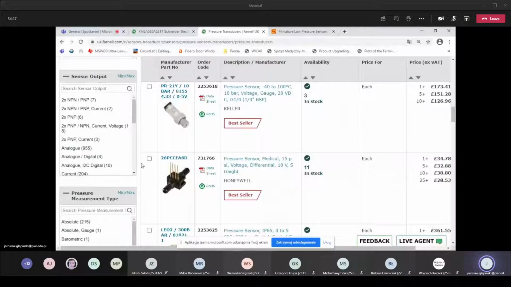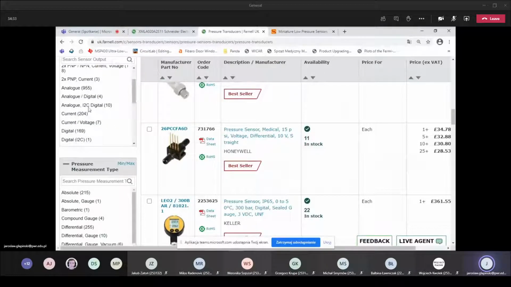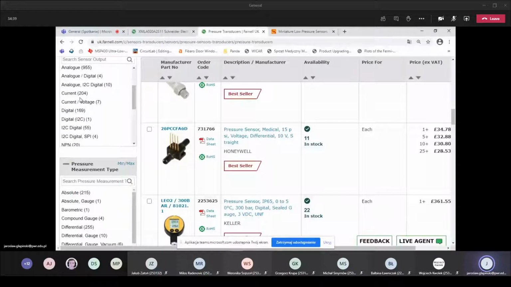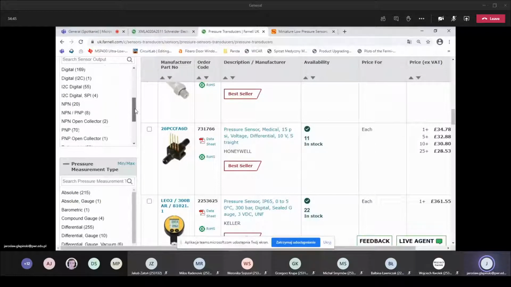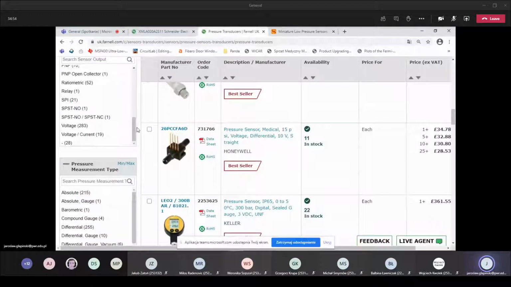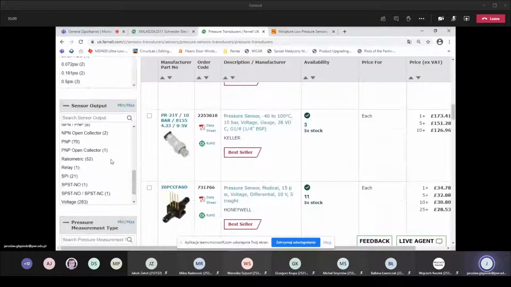Okay, so we've got an analog output or digital. Digital can be different. This is I2C digital, or we can have a current or voltage as an output. Still digital, we can have SPI as a digital. So we have to choose what kind of output we want, if we use a microprocessor or we use just an analog circuit. Yes, the pressure operating range, we have to choose, and the sensor output.